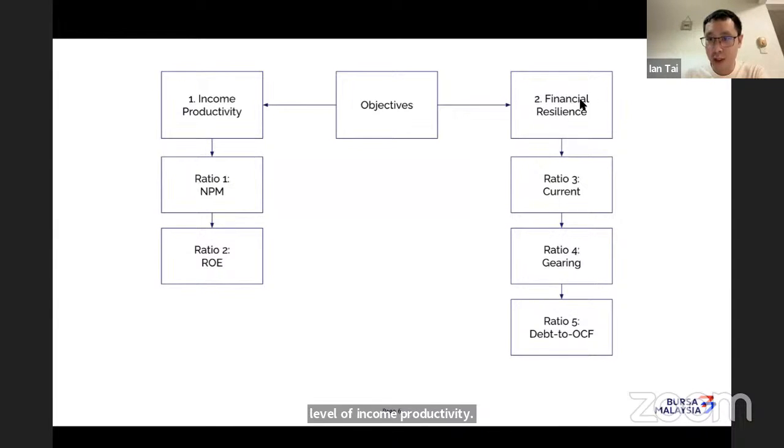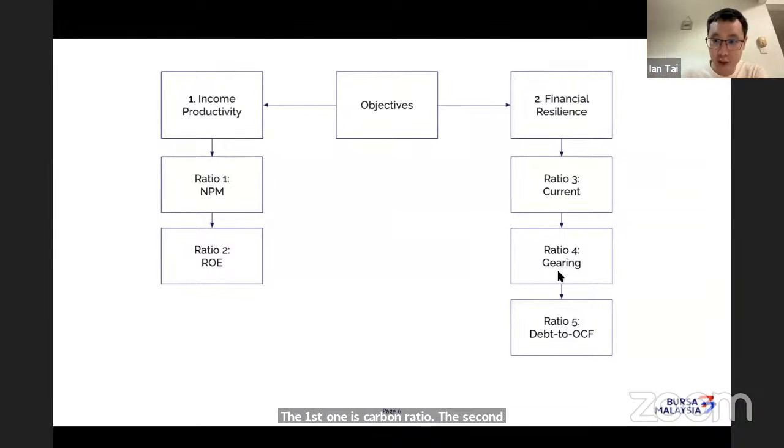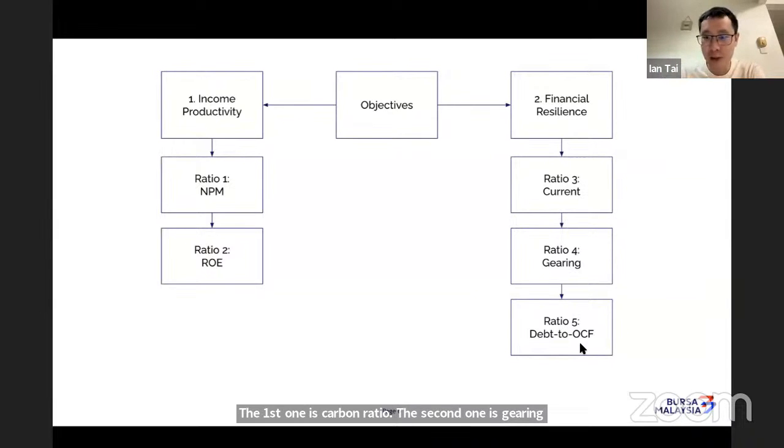Now, when it comes to financial resilience, there are three ratios that we're going to look at. The first one is current ratio. The second one is gearing ratio. And the third one is debt to operating cash flow. That one I will explain later. Okay. So are you guys ready?